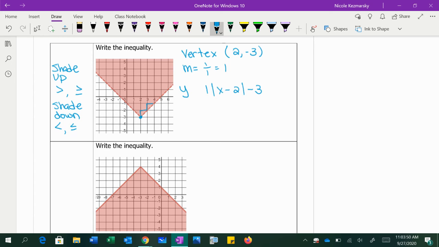So in this case, we shaded up. So I know it's going to be a greater than. I see a dashed line instead of a solid line. So solid line is the or equal to. Dashed line is going to be strictly greater. So this is going to be on my dashed line. And if I clean this up, I'm going to say y is greater than absolute value of x minus 2 minus 3. I don't need the 1.